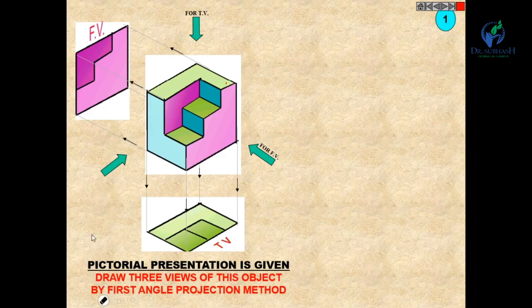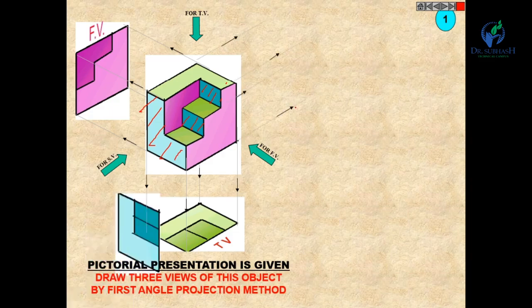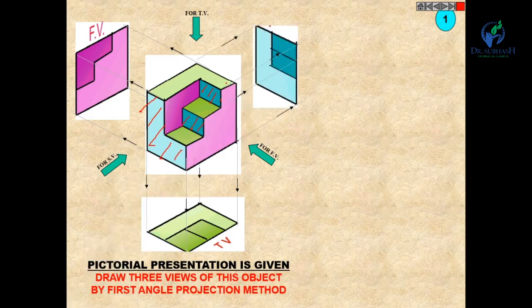Now for the side view, you will see this portion. A blue colored portion will be seen in the side view. So you can see the side view, the left hand side view. You will find the height and breadth of the object. This is the side view.